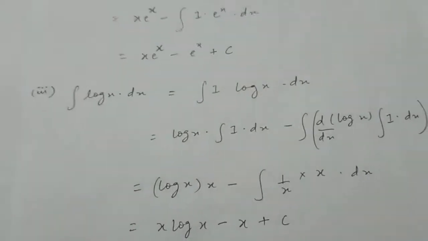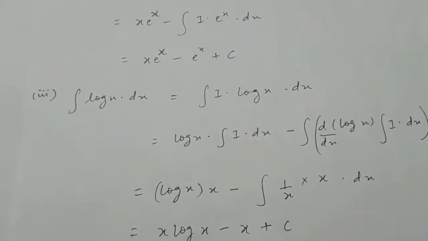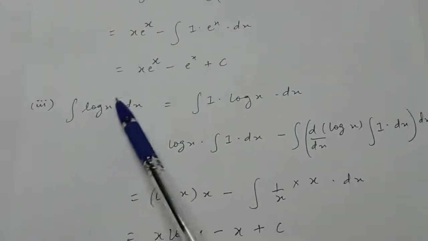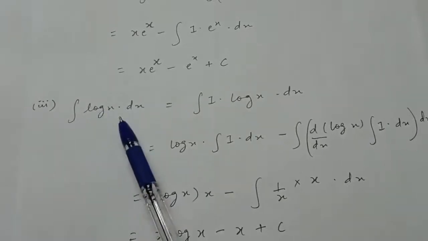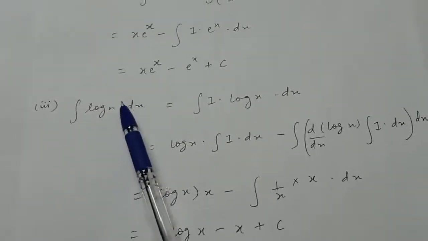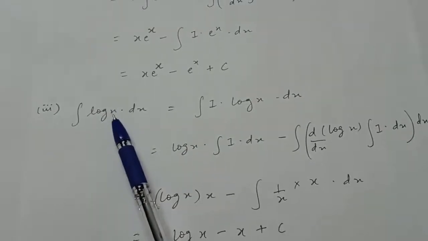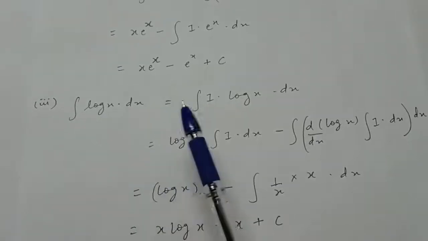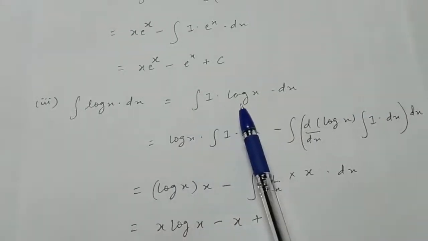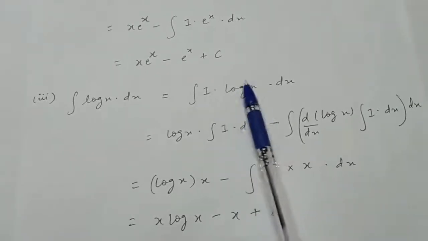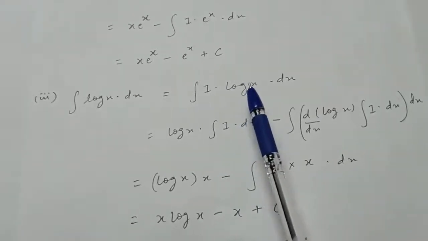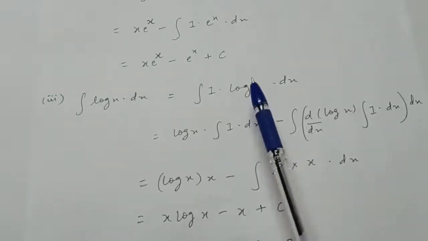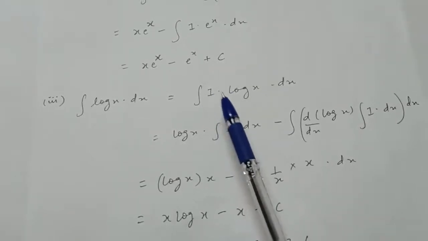Now next is integral of log x. Now you can see the given function is only log x, there is not any other function, but because we do not know the integration of log x, therefore we will use integration by parts to solve this. Now this function can be written as 1 into log x, right? Now because we don't know the integral of log x, we cannot treat log x as the second function, so we will take log x as the first function, that is f(x), and 1 as the second function g(x).